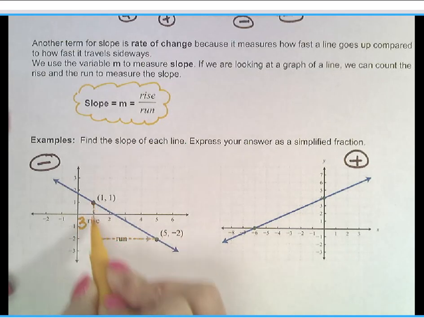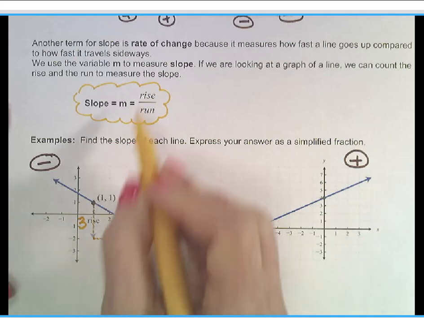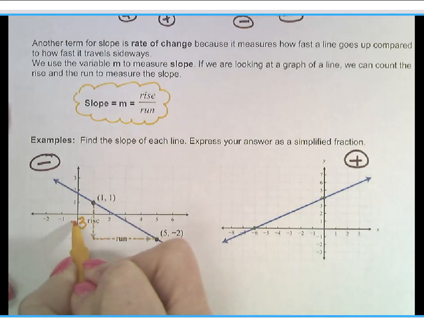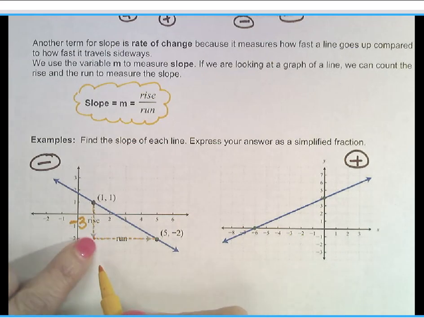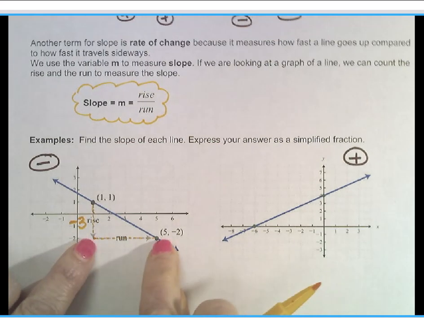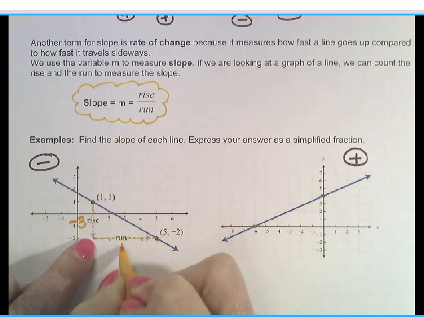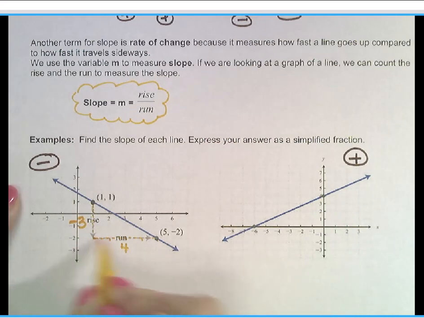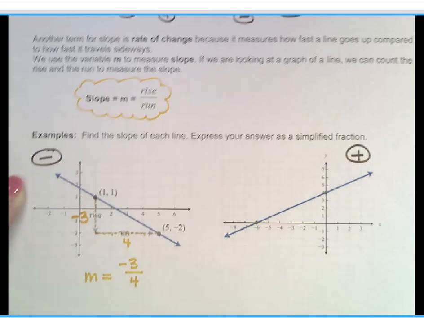But we're not really rising, it's more like we're falling, right? So that's where the negative comes into play. We're actually dropping 3. And to get from here over to here, how far would you have to run? Well, 1, 2, 3, 4. To get from 1 to 5, you would run 4. And you're running in the right direction, so that's positive. So my slope would be the rise over the run.